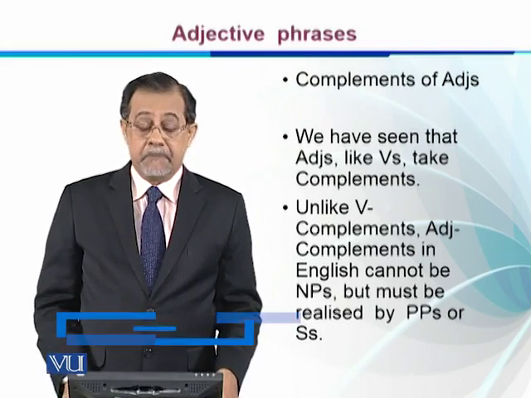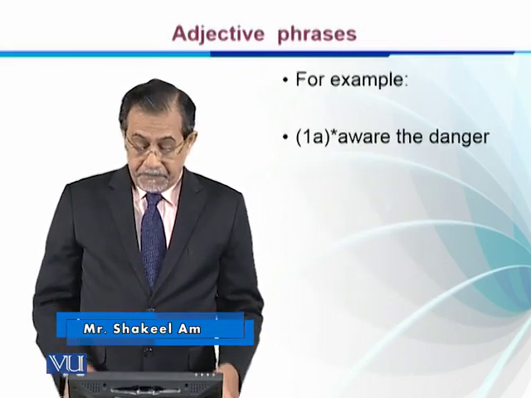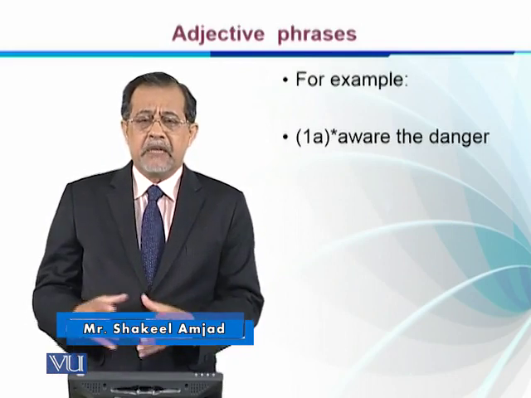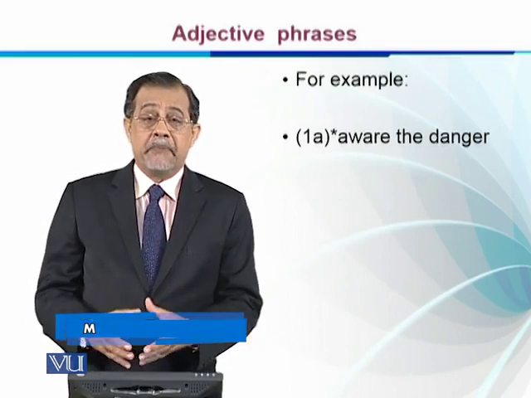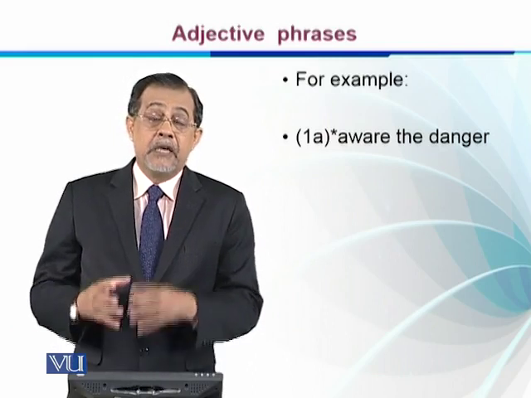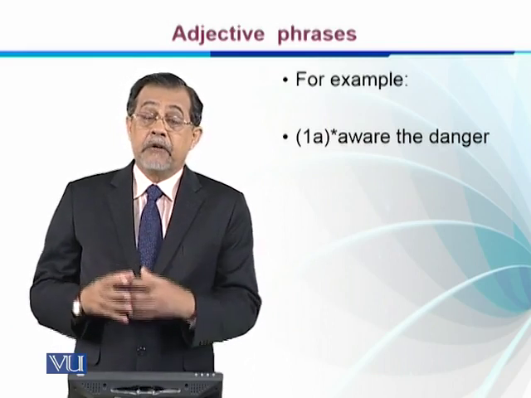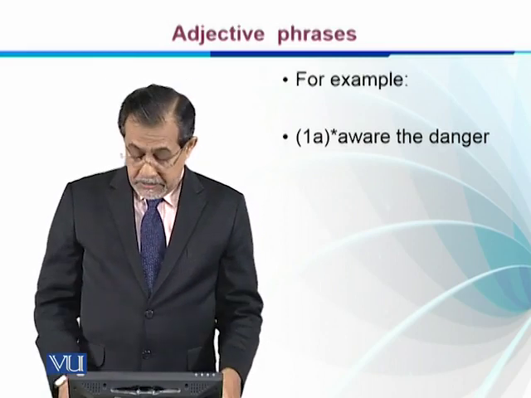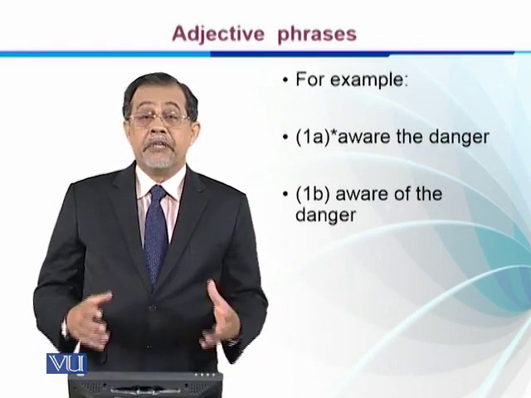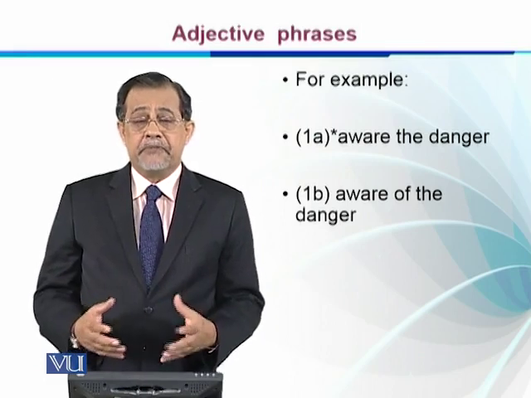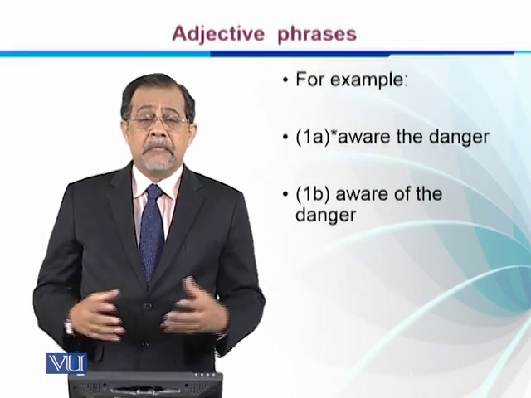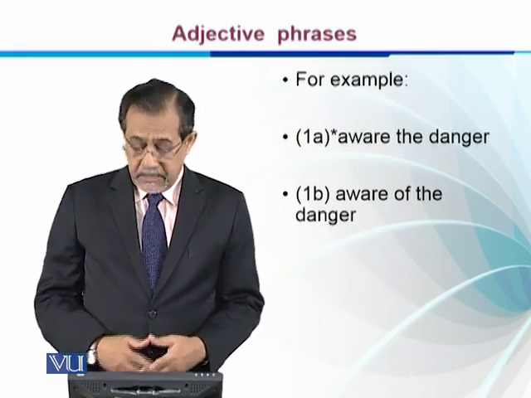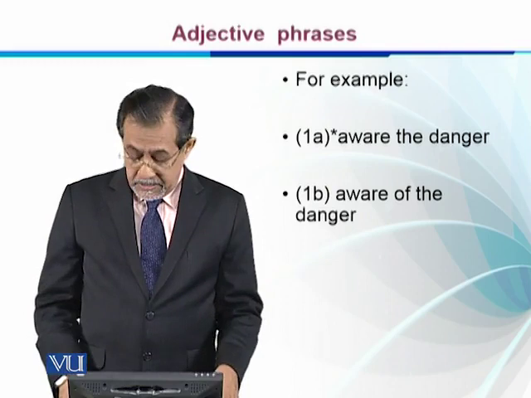Let's look at the examples. For example, "aware the danger." Aware is an adjective, and we cannot say that the danger is its complement because the danger is a noun phrase, and an adjective cannot have a noun phrase as its complement. However, "aware of the danger" has a prepositional phrase, which can be used as the complement of the adjective, and it is here.